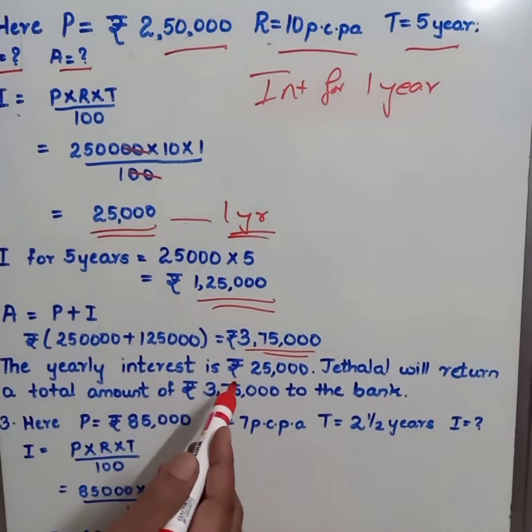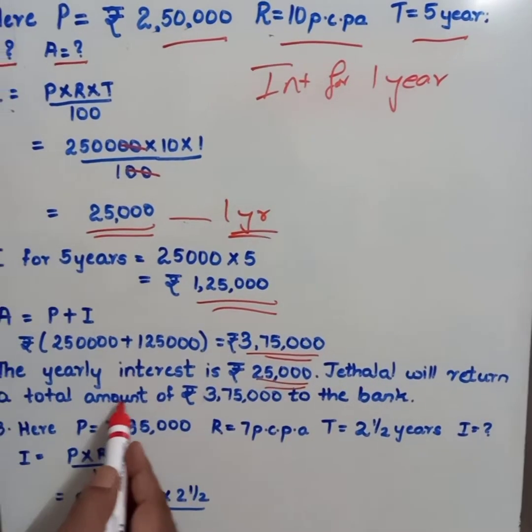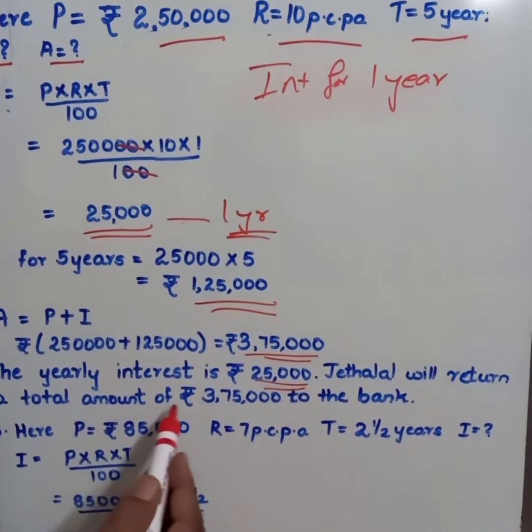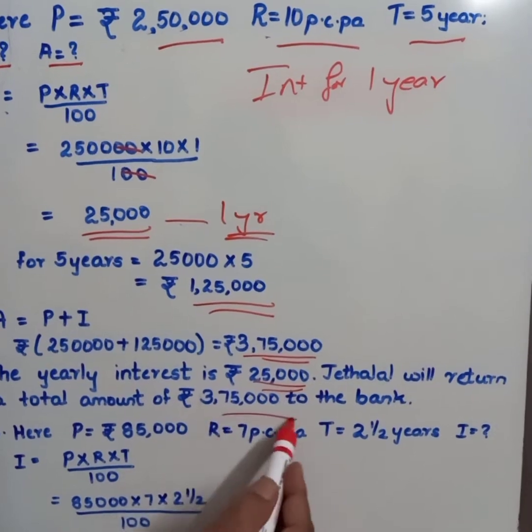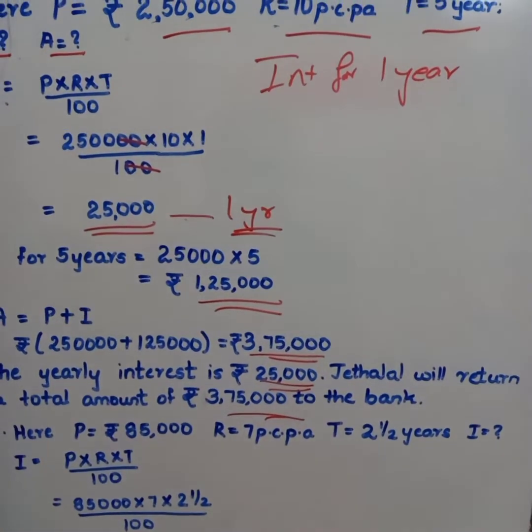The yearly interest is 25,000 and he returns to the bank the total amount of 3,75,000, that is 2,50,000 plus 1,25,000.